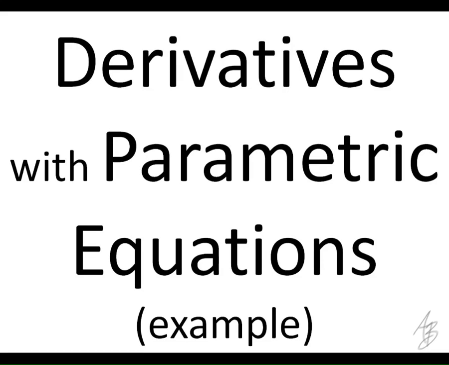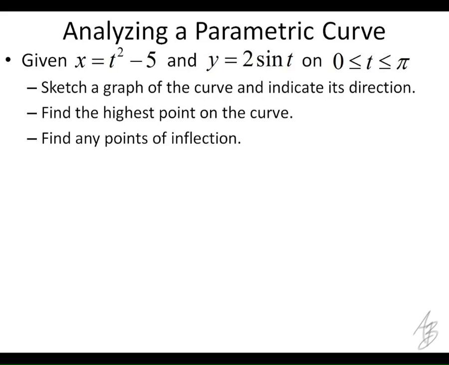So let's look at an example of how we can use those with a parametrically defined curve. This is an example out of your book. We have this curve that's defined parametrically, x equals t squared minus 5, y equals 2 sine of t, and we're on the interval from 0 to pi. So t is on the interval from 0 to pi.